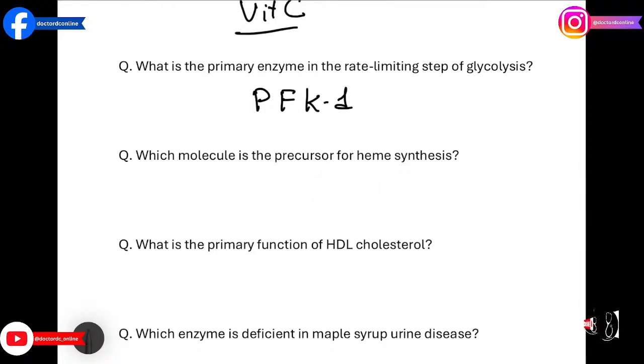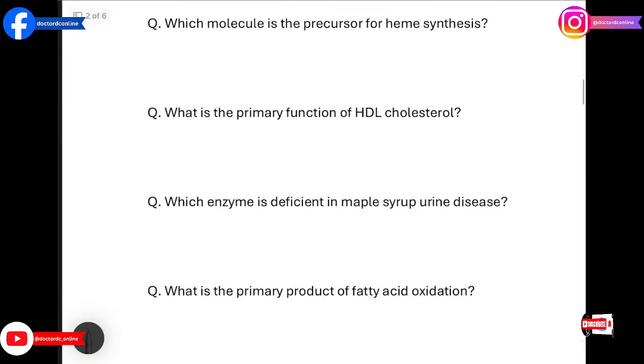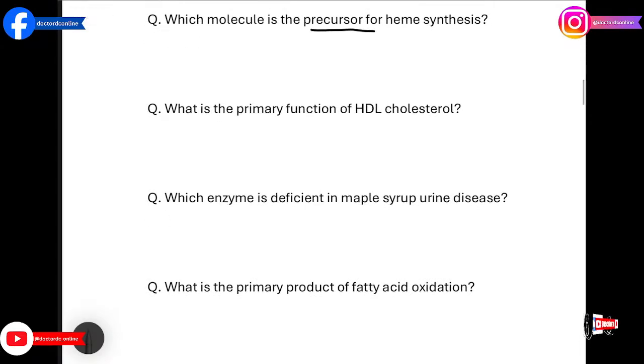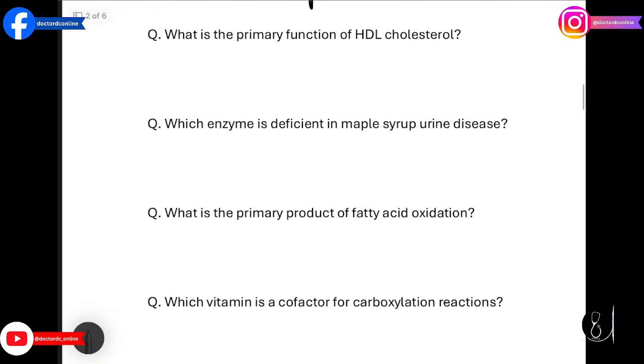The next question is, which molecule is the precursor of heme synthesis? And the answer is succinyl CoA. It combines with glycine in mitochondria to form ALA, the first step. The next question is, what is the primary function of HDL cholesterol? And the answer is reverse cholesterol transport. It removes cholesterol from tissues to the liver for excretion.